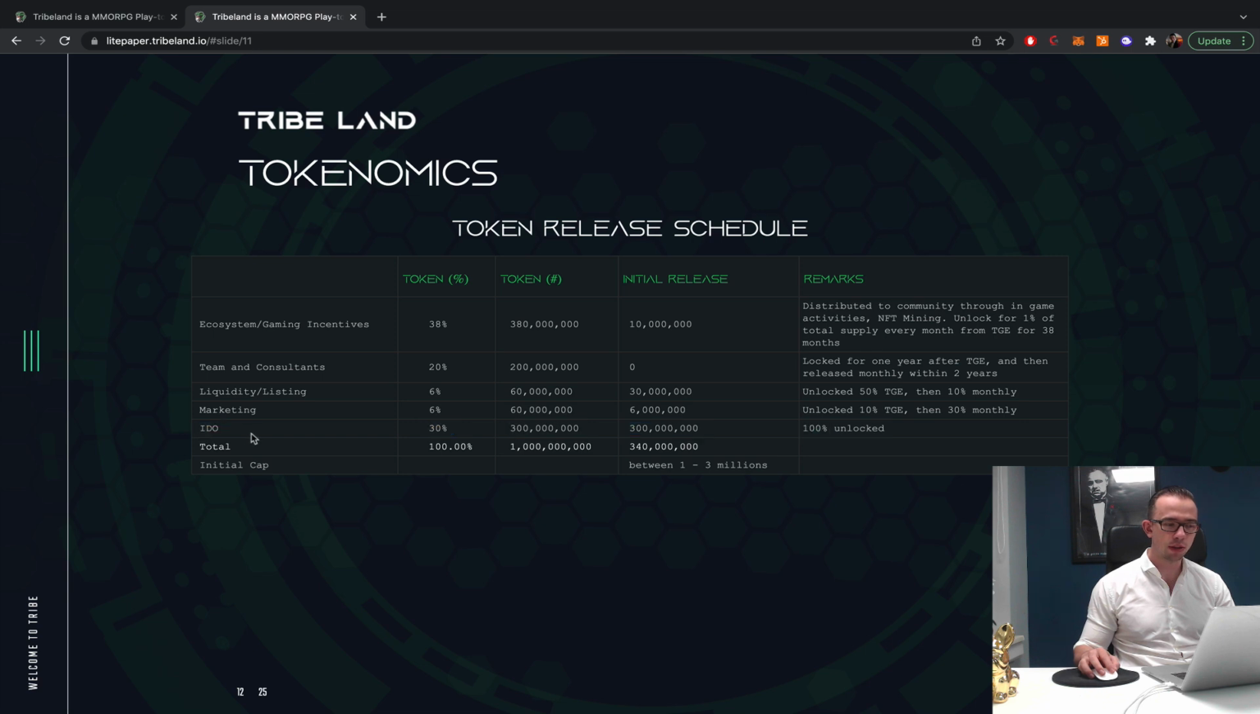There's no seed rounds, there's no private sale. Everything goes into the public sale with 100% TGE unlocked, with an initial market cap. Well, if you calculate the unlocked tokens, this one is already 300 million. What's the initial listing price then? Because they say between 1 and 3 million. Let's say you would launch with 3 million.